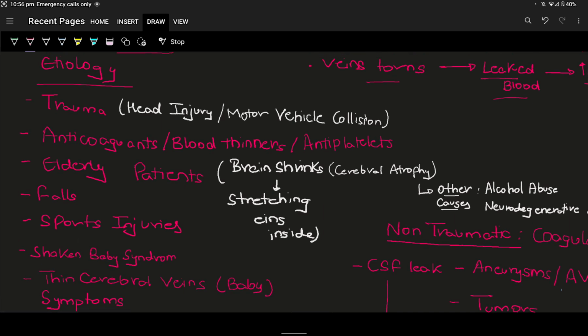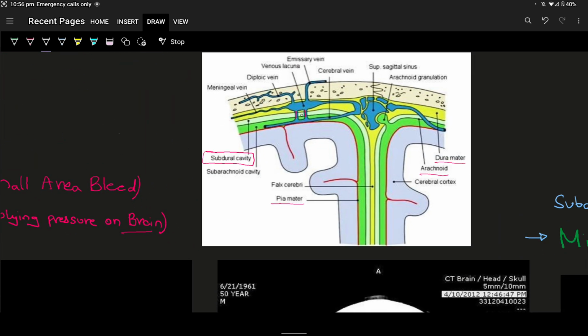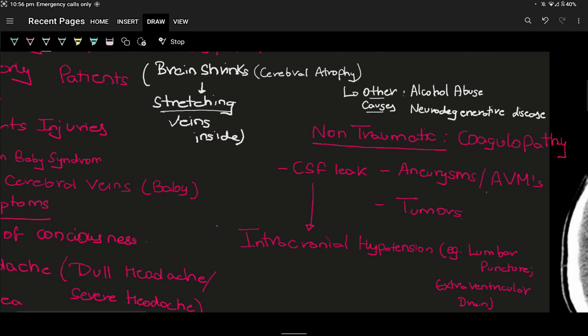The common etiological factors for a subdural hematoma will be any traumatic head injury, like traumatic brain injury in a motor vehicle collision. The most common population prone are the elderly, because with age the brain size shrinks, and this shrinking leads to the stretching of the veins inside, especially those bridging veins which we saw earlier. These are more prone to stretch, and stretching makes them more prone to bleeding.